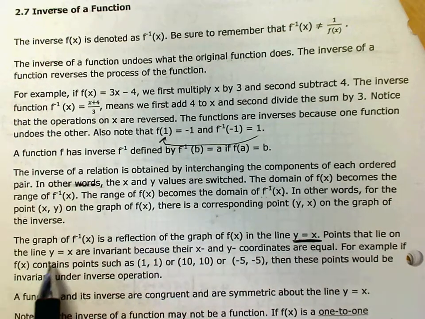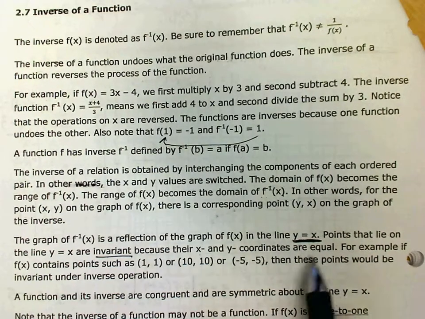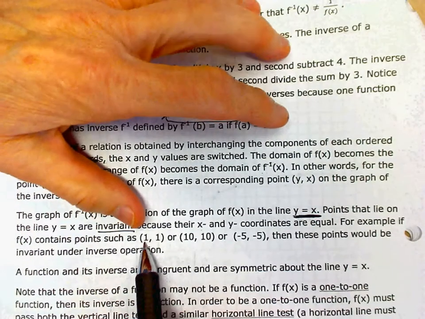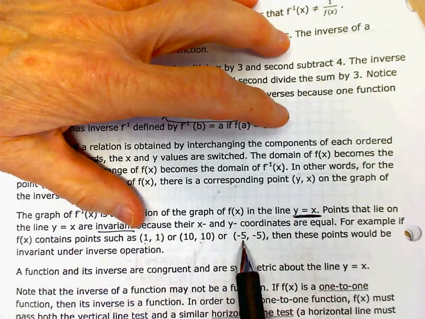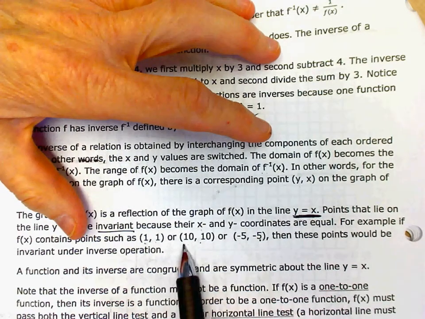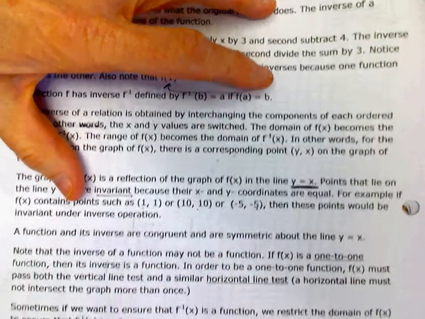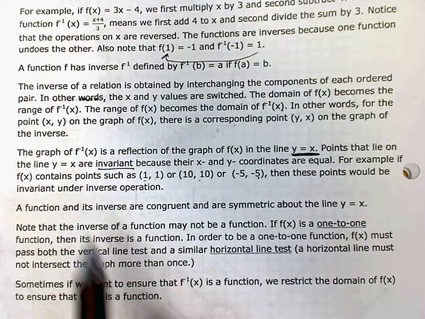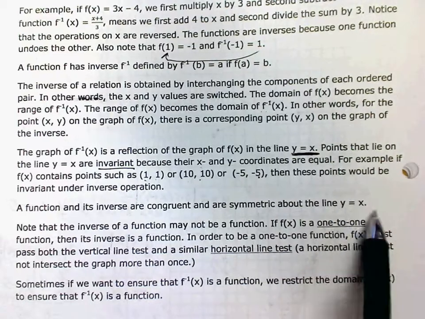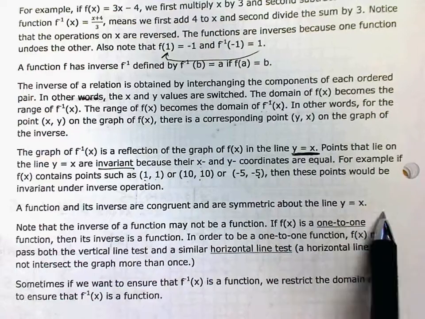Points that lie on the line y equals x are invariant because their x and y coordinates are equal. For example, points such as (1, 1), (10, 10), (-5, -5) then become the points (1, 1), (10, 10), (-5, -5) under the inverse operation. And I'll illustrate that with an example. The function and its inverse are congruent and symmetric about the y equals x line. They're identical in shape, they're just flipped over the y equals x line.